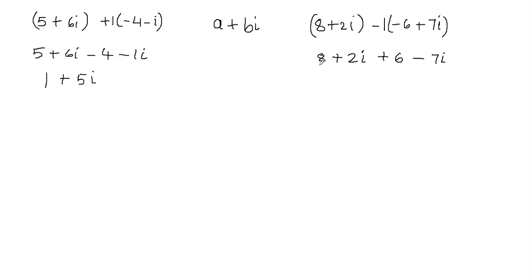All we need to do is combine the like terms now. 8 plus 6, these are the real parts. So 8 plus 6 will give me 14. And then we're going to combine these terms, 2i and negative 7i. 2i minus 7i will be equal to negative 5i. So that's how you add or subtract complex numbers in two simple steps. The first step is you get rid of the parentheses. And the second step is you combine the like terms.